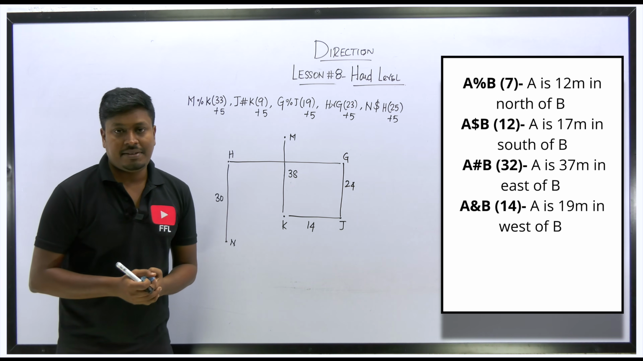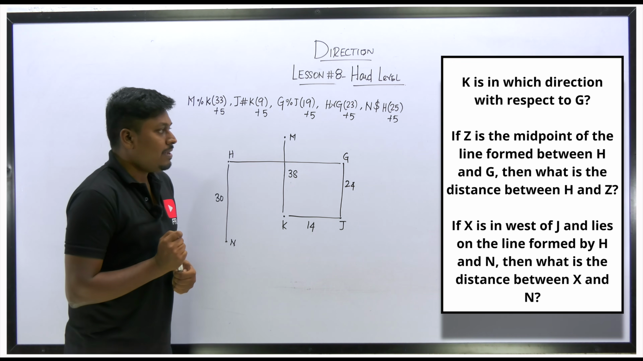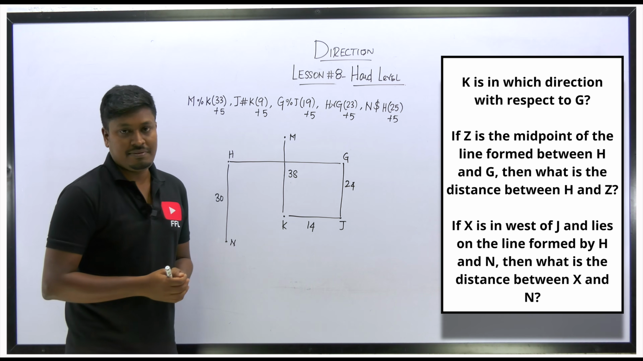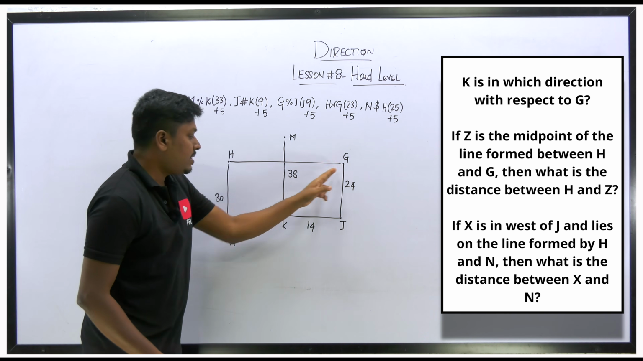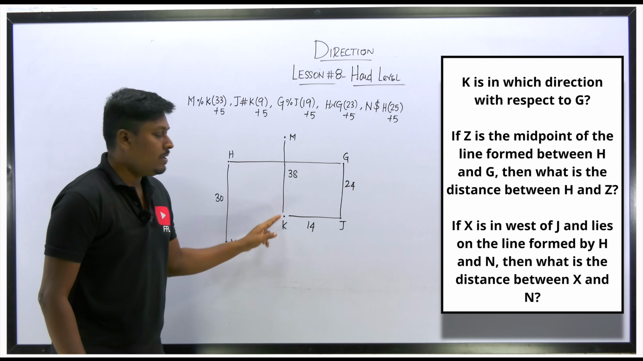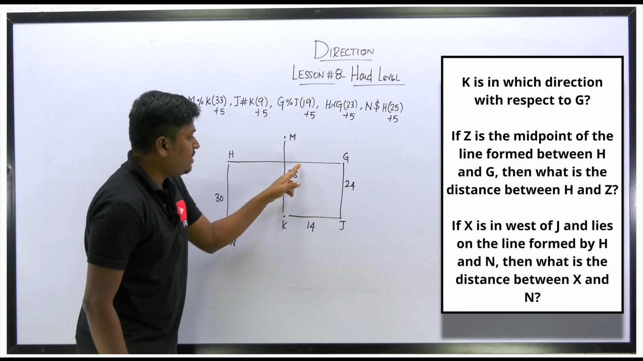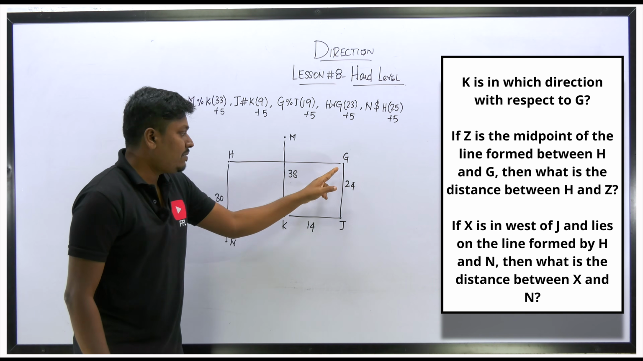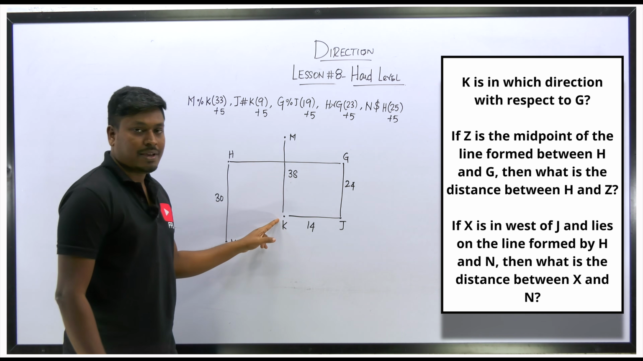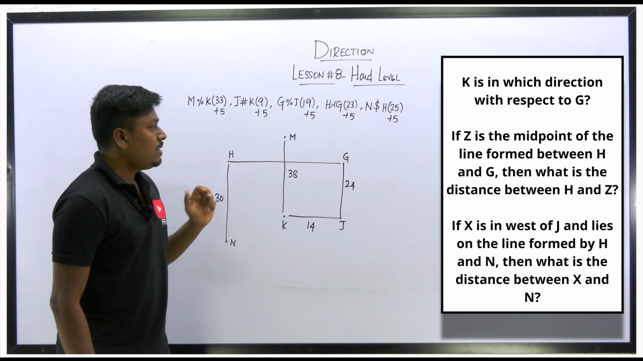Under this point, question number 1. K is in which direction with respect to G? From G, our target is to find the direction of K. From G, you can see this will be west and this will be southern side. So we can say that from G, the direction of K will be southwest. Got it?